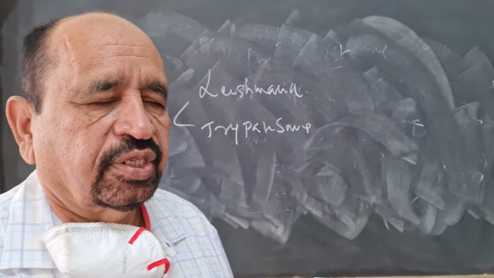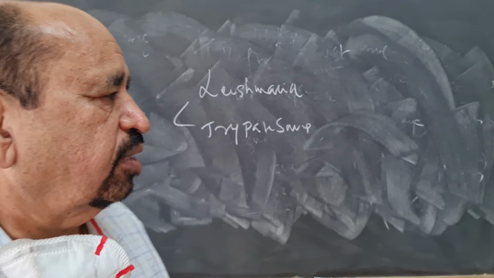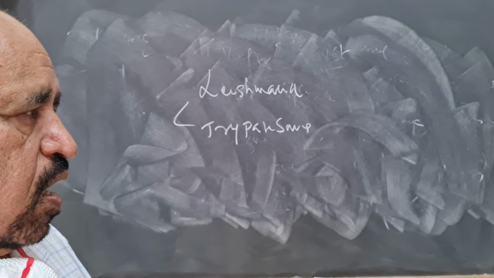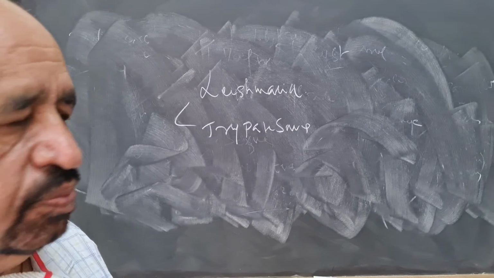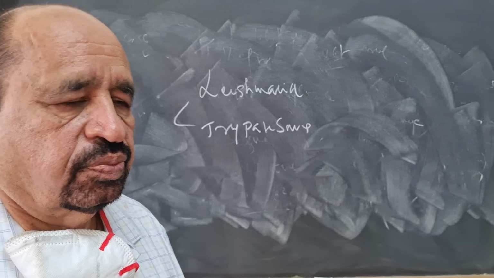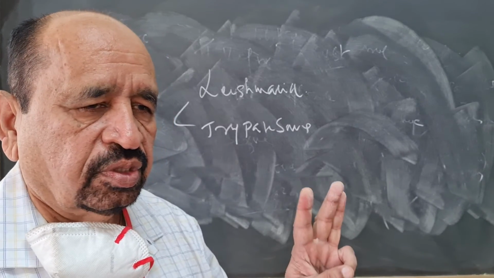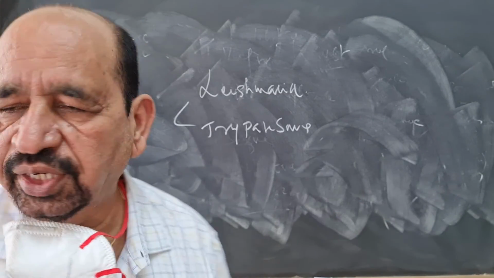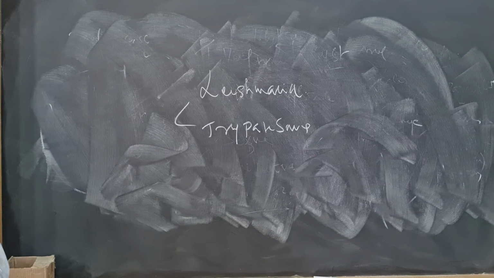Next, the flagellates that are present in blood: Trypanosoma and Leishmania. How many parasites do you remember now? First three: Entamoeba, Giardia, Trichomonas. Now, hemoflagellates: Trypanosoma and Leishmania.